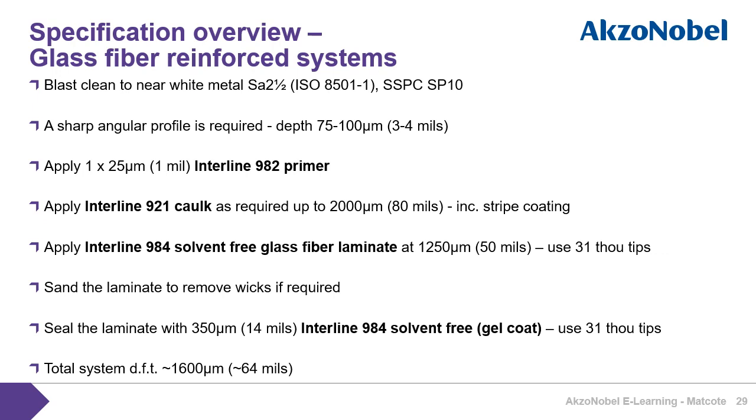The next step is to sand the laminate to remove any wicks, and then the laminate is sealed with another 350 microns of Interline 984. This is basically a gel coat. So the total system is roughly around 1600 microns or 64 mils.